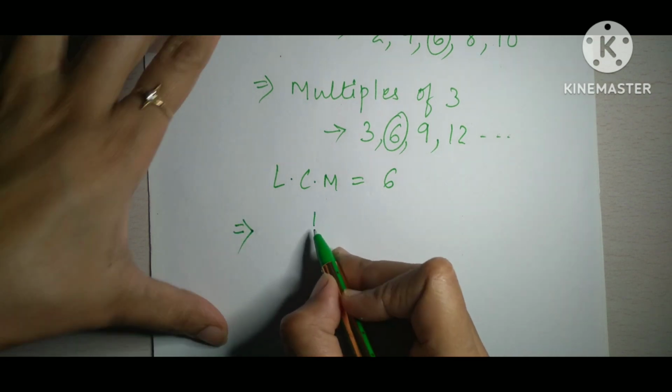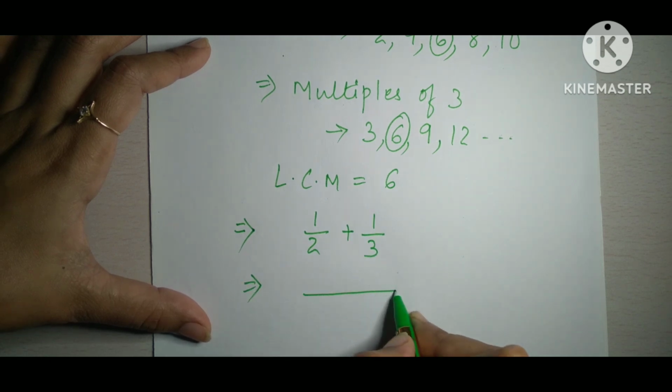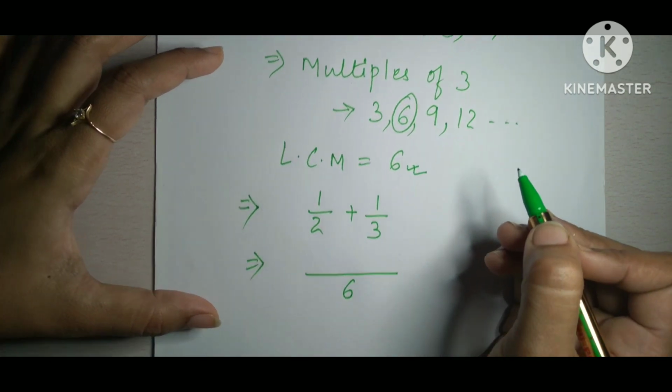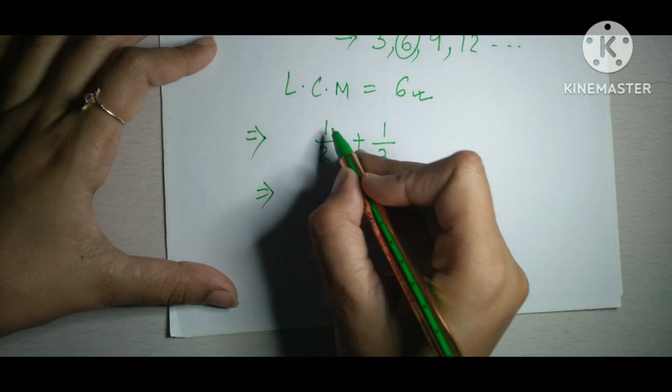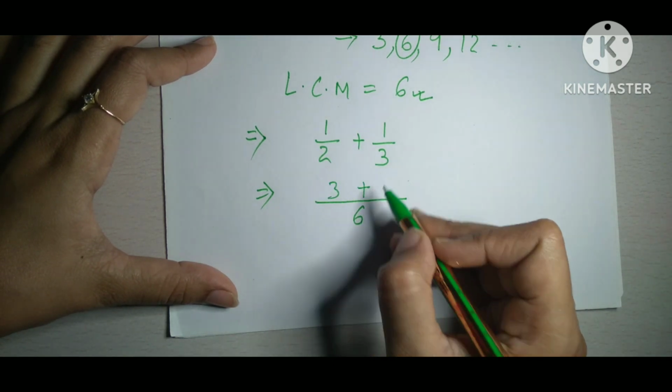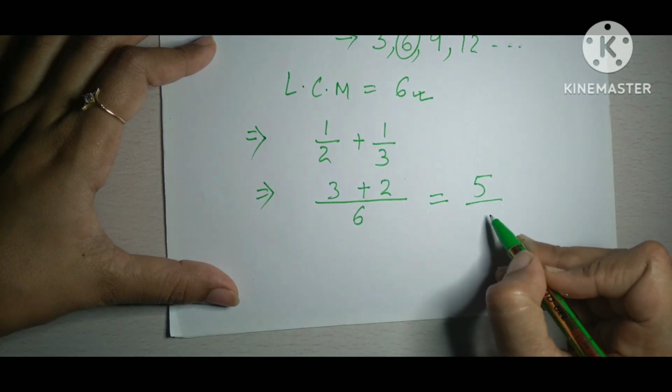Again, we'll write the same question. The LCM is 6 we found out. So the same question again. 6 divided by 2, 3. So 3 ones are 3. 3 2s are 6, so 2 ones are 2. So the answer we got is 5 by 6.